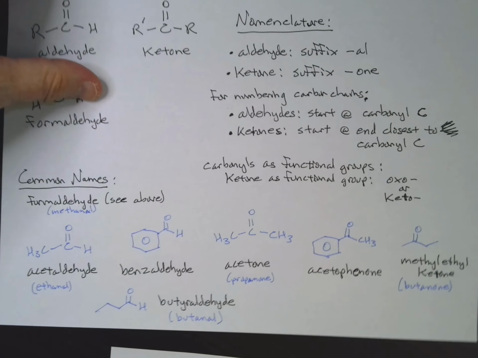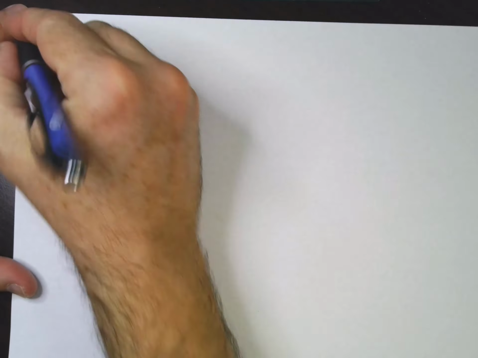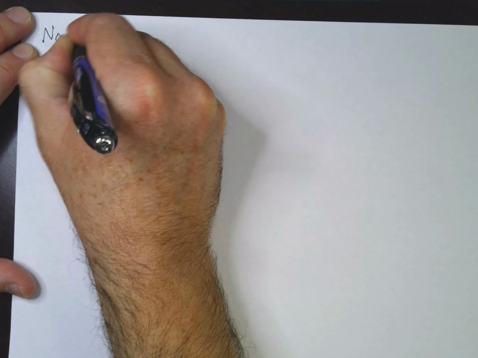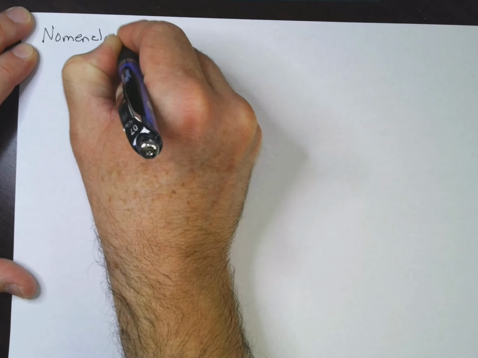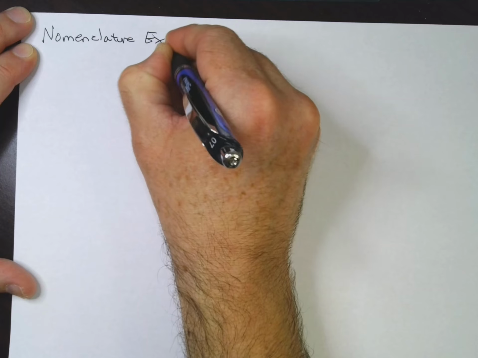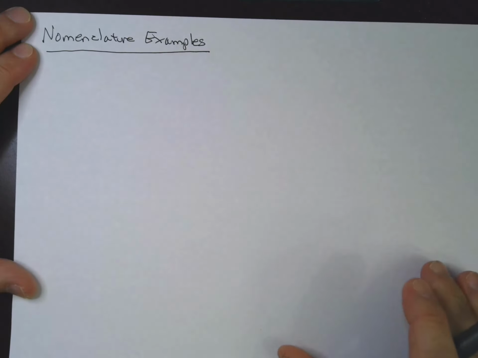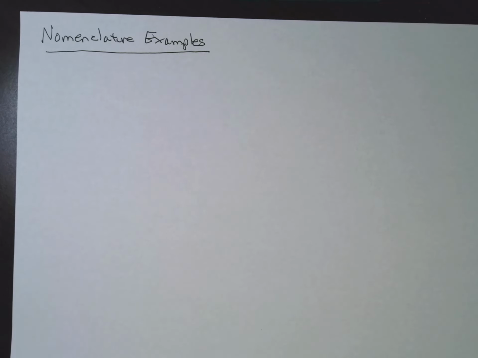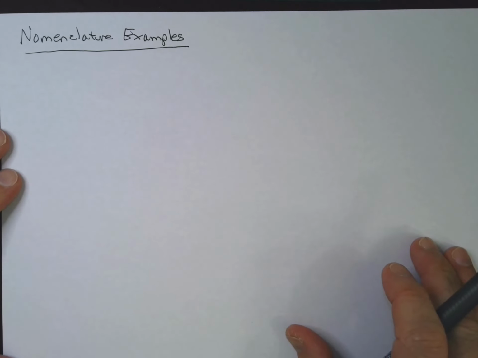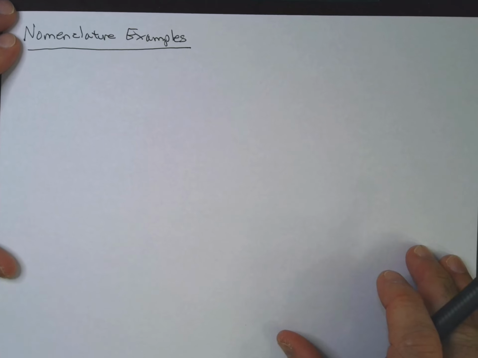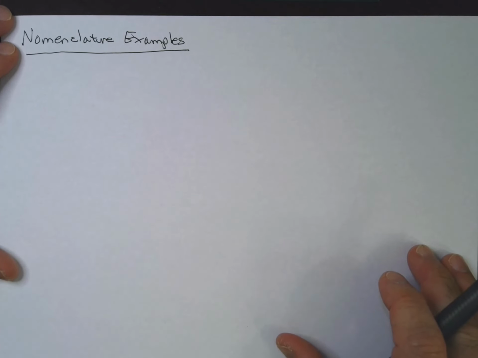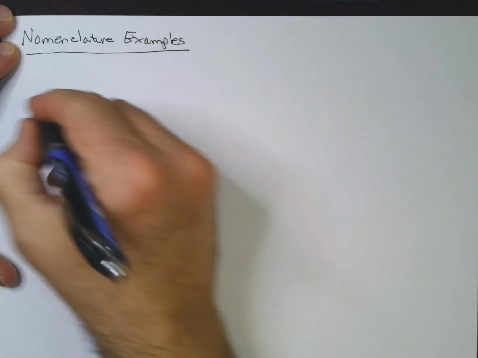All right, so let's do a few more examples of nomenclature. Let me just start drawing some, and I'll go through them here.